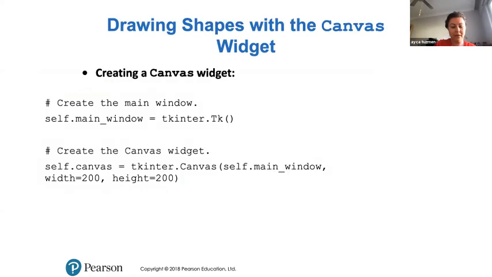The next thing is you can create the canvas, which will go inside the window. The syntax looks something like this. It says, create a canvas using tkinter.Canvas, and you provide the window name and the width and height. So you can make the size anything you want. Okay.